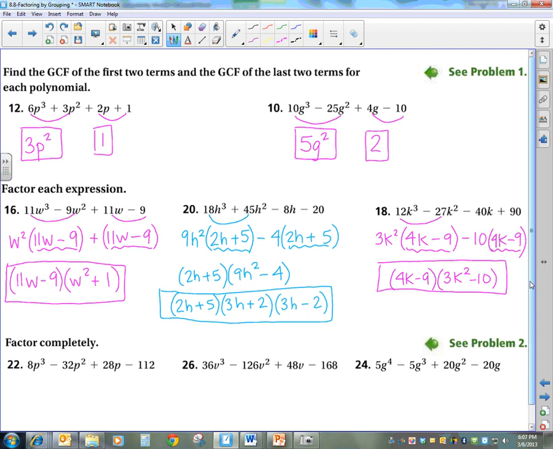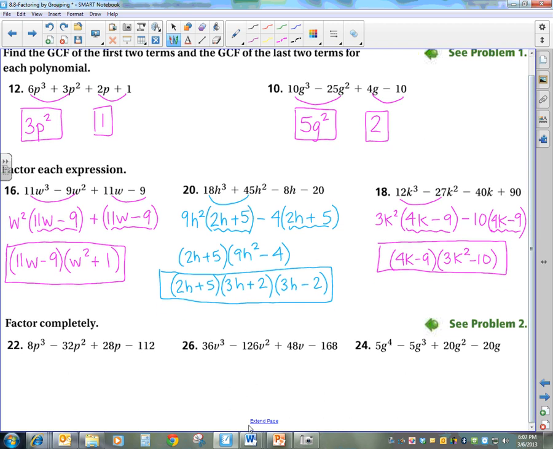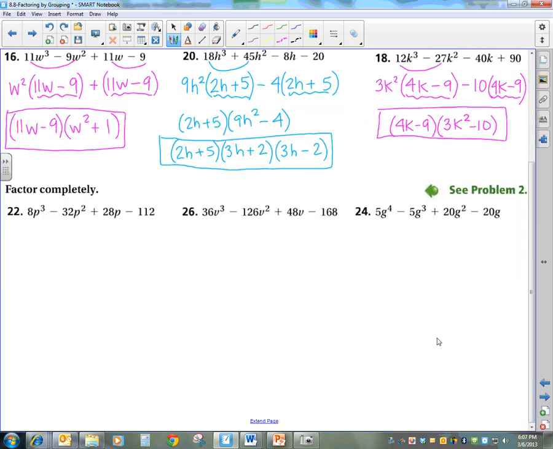Okay, 3 more examples. And this is of the last type that was a little more challenging, because this is the one where they say completely, but they're kind of giving us a hint that we want to look for that GCF first. So I'm going to start off with what number goes into 8, 32, 28, and 12. 8 doesn't go into 28, so I'm going to go with 4.